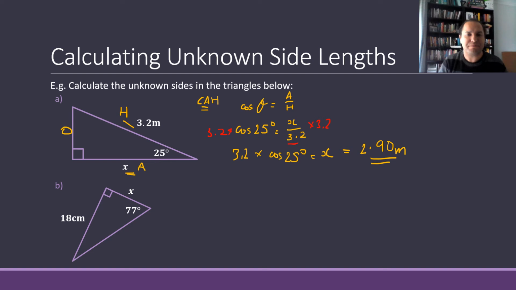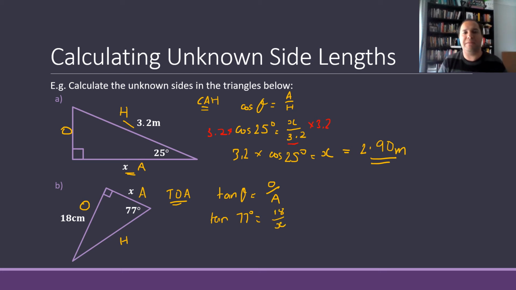Alright, and then second example, again we'll label. Hypotenuse is there, adjacent is next to our angle, this side over here is opposite our angle. So here we're going to use tan, because we have our opposite side and adjacent side. So tan of our angle equals opposite over adjacent. So tan of 77 degrees equals 18 over x.